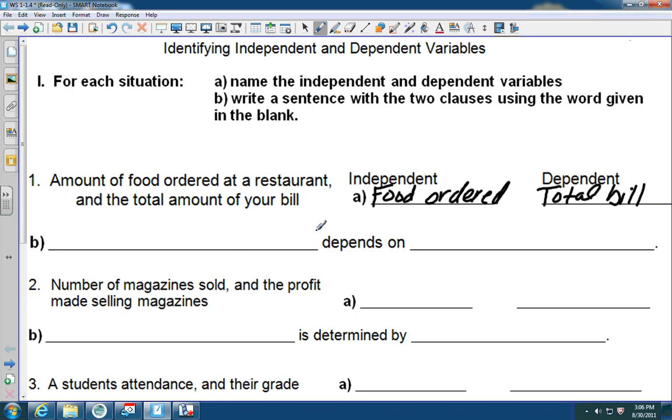Okay, so now we've got to fill this in. It says something depends on something. It is always going to be Y depends on X. Dependent depends on the independent. So I'm going to have the total bill depends on the amount of food ordered.